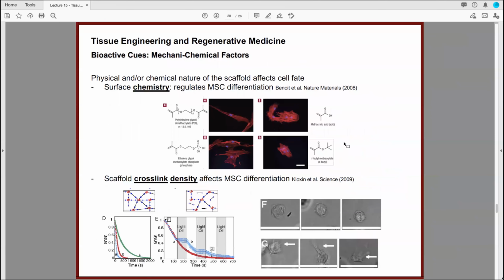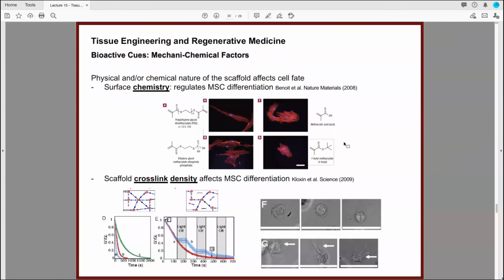So we can also use mechanochemical factors in there. The mechanochemical are bonds of a physical or chemical nature that affect cell state. The two examples that we've got there are surface chemistry regulating mesenchymal stem cell differentiation. We know this now, that when we change the surface of these polymers or materials, we can have different fates on the generation or the adherence of these cells. That also affects differentiation of stem cells as well.